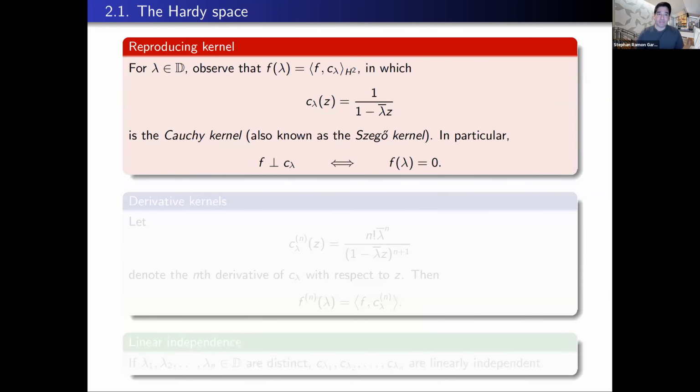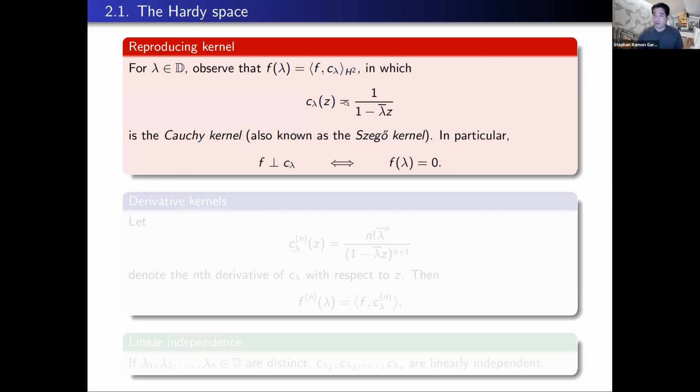Now, another thing I'm going to need you to recall about the Hardy space that we're going to use over and over again is the reproducing property. And so this function here, which I'm going to denote C sub lambda, where lambda is in the unit disk, is going to be the Cauchy kernel, also called the Szego kernel. And it has the remarkable property that it reproduces the value of a Hardy space function at lambda. So in other words, f of lambda is equal to f inner producted with this kernel. It's the reproducing kernel of H2, the Cauchy kernel slash Szego kernel.